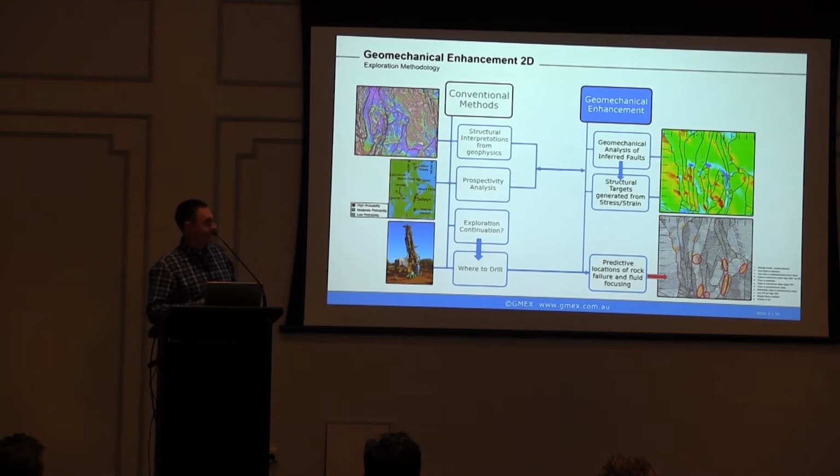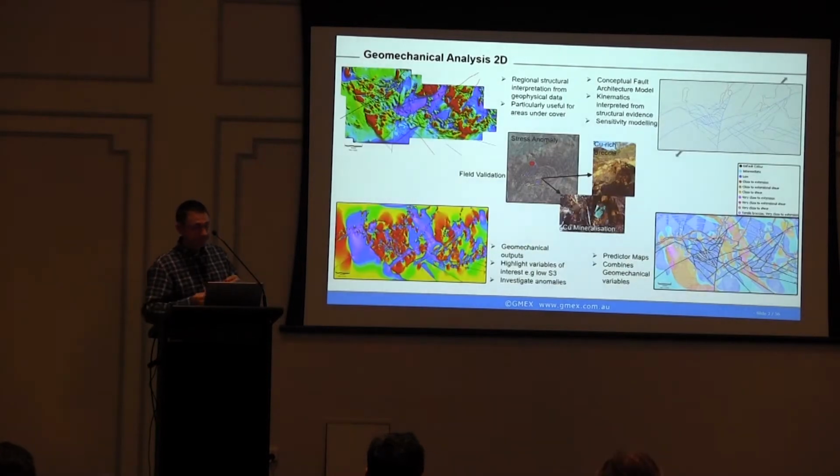Well, what the geomechanics does is it actually allows you to test how that strain is partitioned within the crust during the deformation events and how to actually localize targets from that. And the normal process is to develop that regional interpretation that you normally do from your geophysical data, build a conceptual model, and then test that by deforming it, whether it's stress or deformation, and then look at these outputs and start looking at the areas that start to shine.